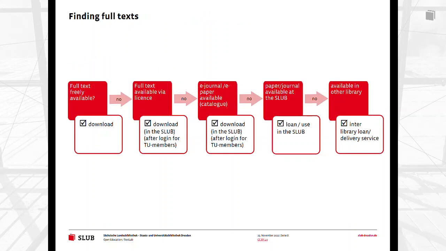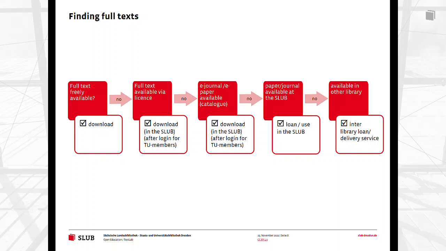But how do you get to the full text you need? Not every database contains the full text you want to read. Some databases link to the publisher's website, other databases only contain the bibliography. This means there are different ways of getting the full text. If the text is freely available in the database, you simply download the PDF and can use the text. If this is not the case, check whether the full text is available via a license. Log in to your SLUB user account if you are a TU member, or connect to the VPN client. Then you can download the licensed full text.